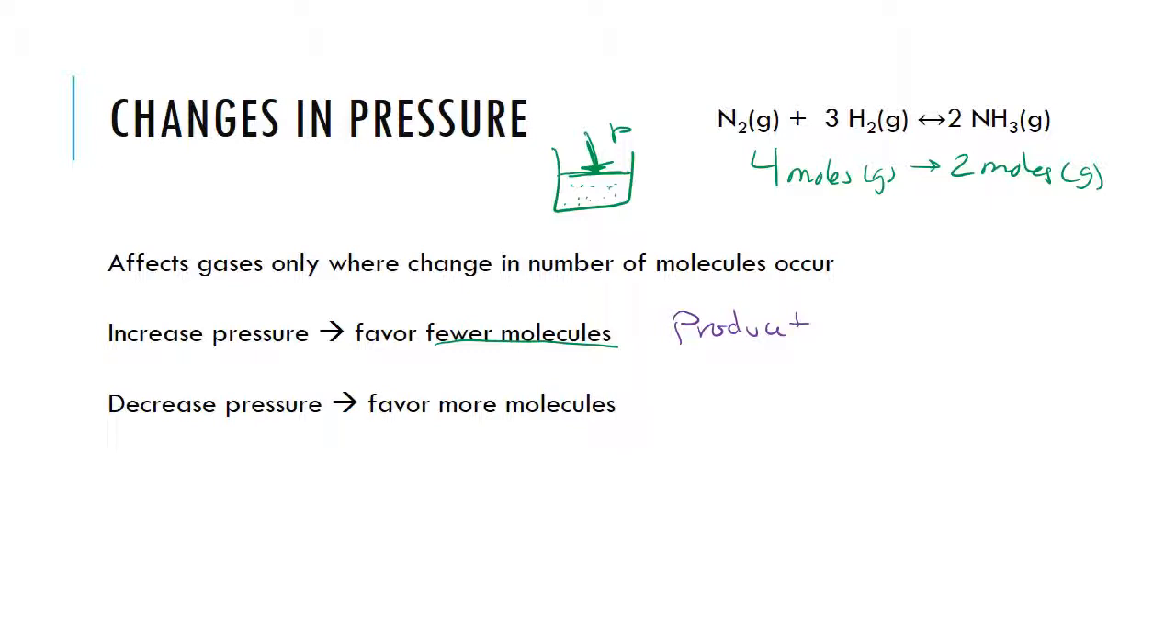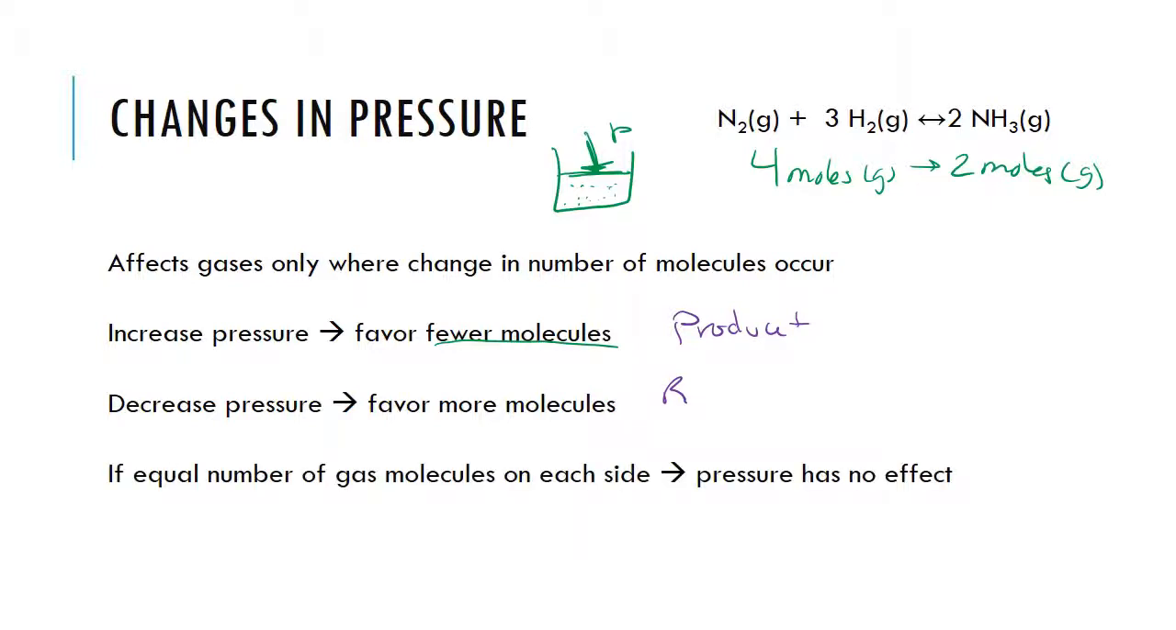When you decrease pressure, you're going to favor the side with more molecules because now there's more room for those molecules to be present. So in this reaction, you're going to favor your reactants. If you have an equal number of gas molecules on each side, it doesn't matter. Pressure has no effect on the equation.